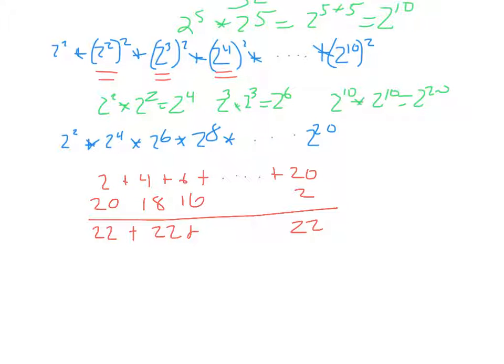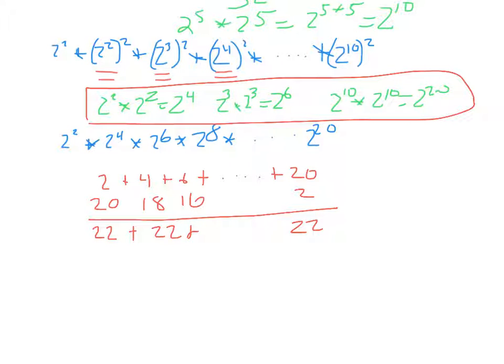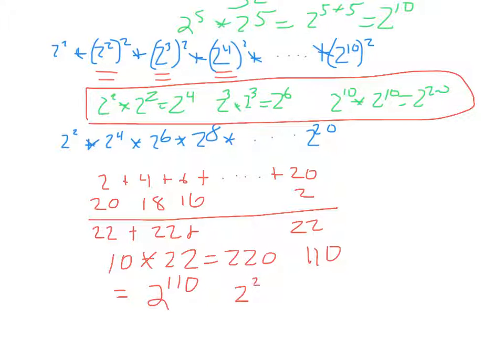Well, remember there's 10 terms altogether. So double our sum, 2 times our sum, would be 10 times 22 equals 220. So our sum is 110. So altogether, we have 2 to the 110th power, because we've got 2 to the 2nd times 2 to the 4th times 2 to the 6th all the way to 2 to the 20th. So we can add those exponents up.